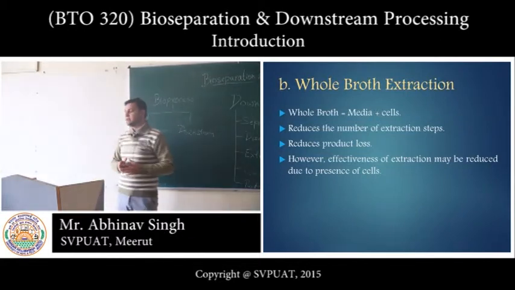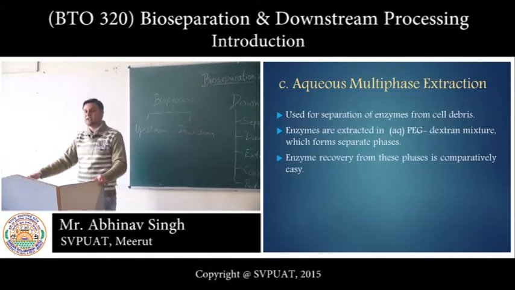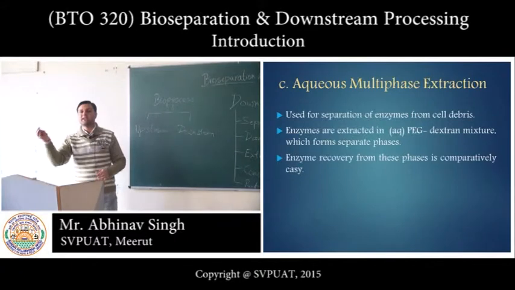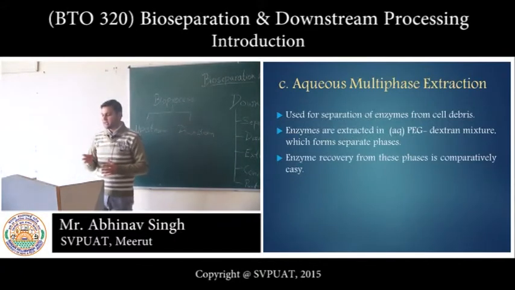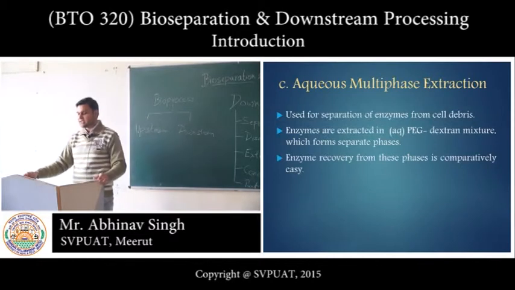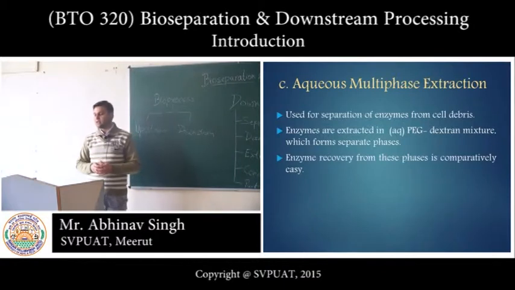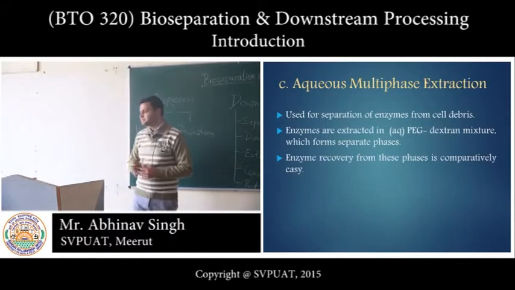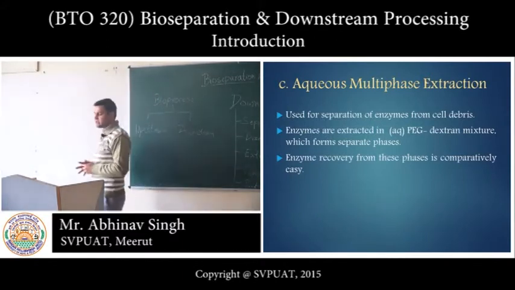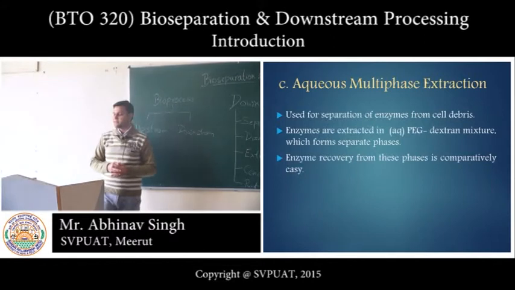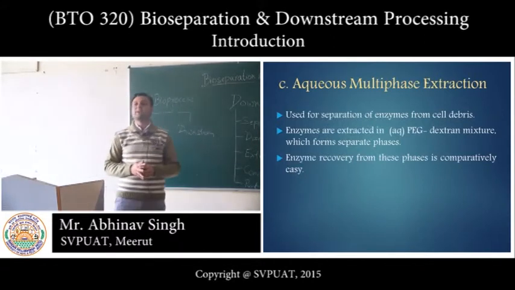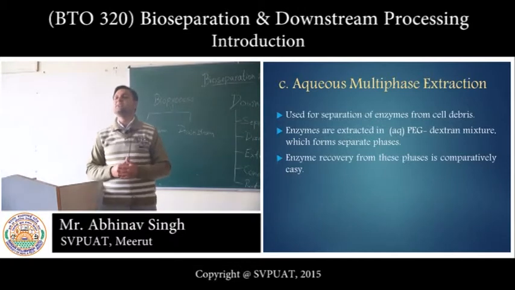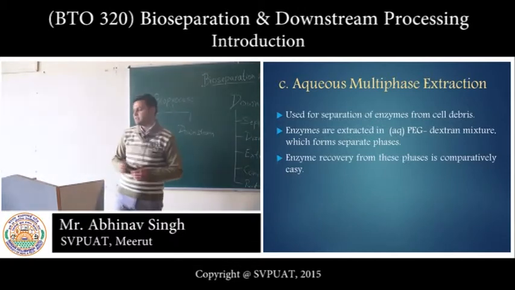The third and the last technique of extraction is aqueous multiphase extraction. It is used for separation of enzymes from the cell debris. If we are directly harvesting out the enzyme, then we can use this system. The other point is enzymes are extracted in aqueous PEG phase. What is PEG? That is polyethylene glycol dextran mixture, which forms the different separate phases. Similarly, by using this aqueous multiphase extraction, the enzyme recovery from these phases is comparatively very much easy if we compare it with the rest of the available techniques.